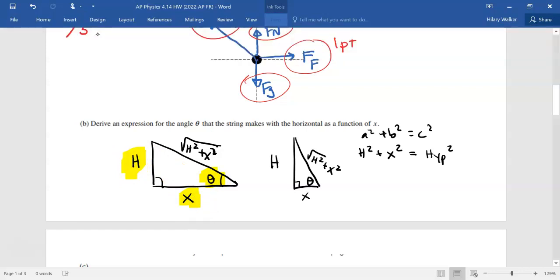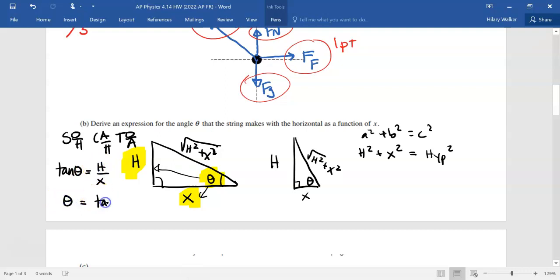Okay, if I look at my trig identities, and I always write it down on my paper, so I have some good old SOHCAHTOA. This looks like we have opposite the angle, and adjacent from the angle, which is going to be tangent. So tangent of theta equals h over x. And if we want to solve for theta, then we got to use inverse tangent. So theta equals inverse tangent of h over x, and we got it.